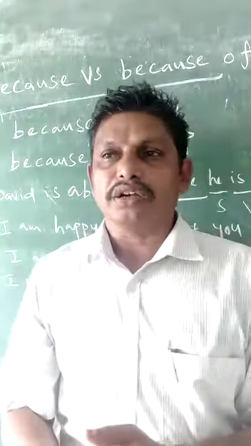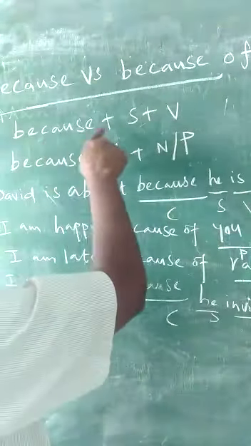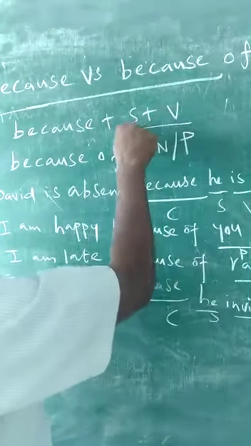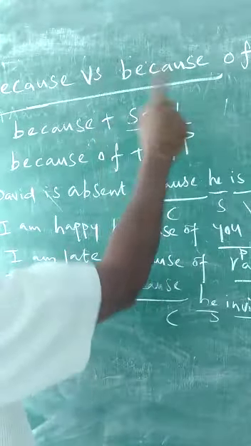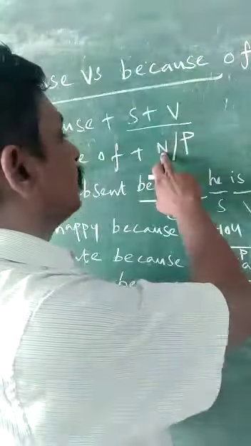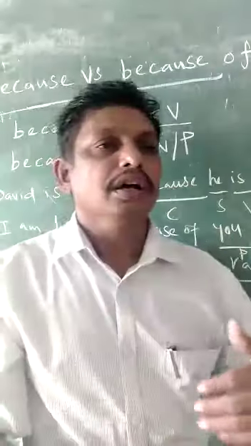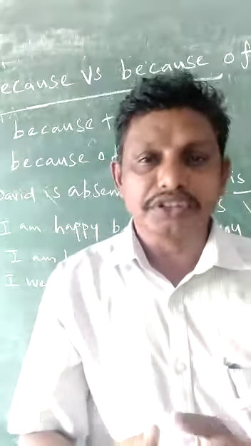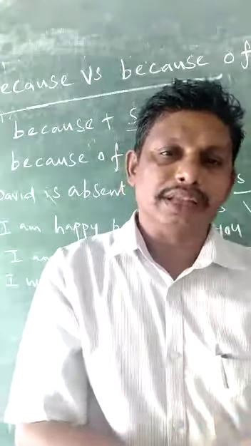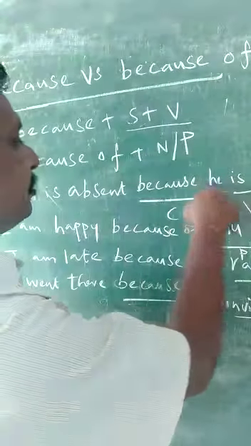Because is always followed by subject and verb. So I have mentioned here, because plus subject plus verb. Because of is followed by noun or pronoun. But both these are giving us the meaning of the reason why something is happening, why something has happened, or will happen. So, David is absent because he is ill.